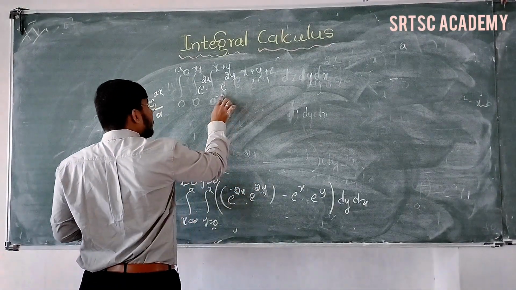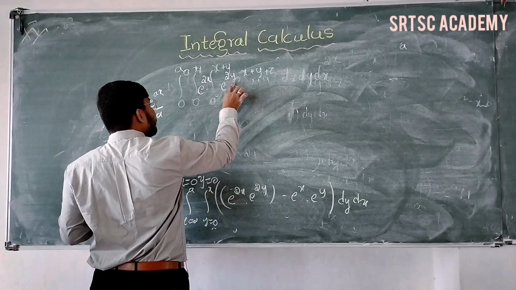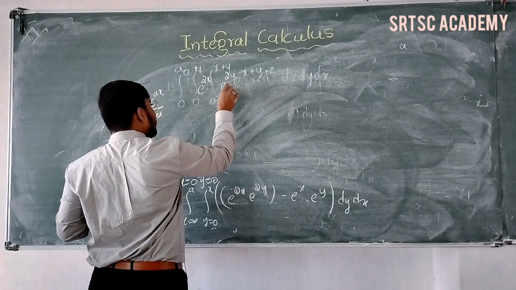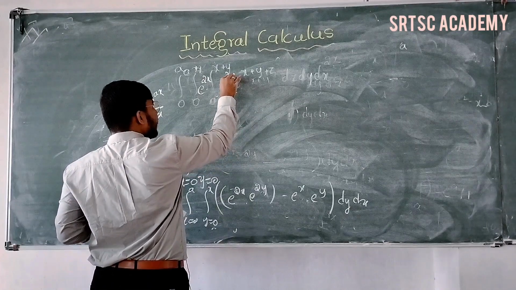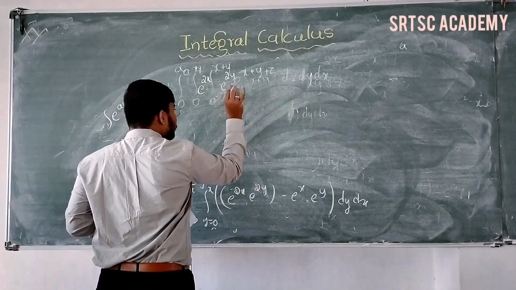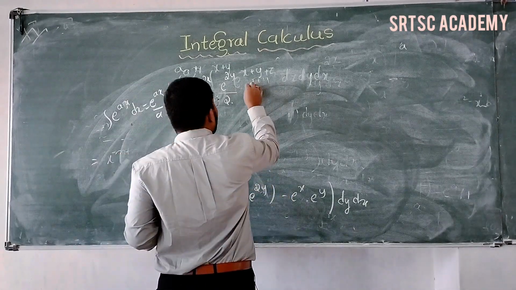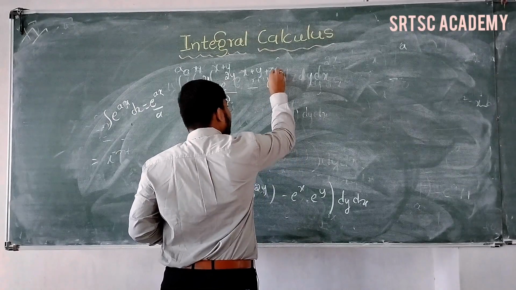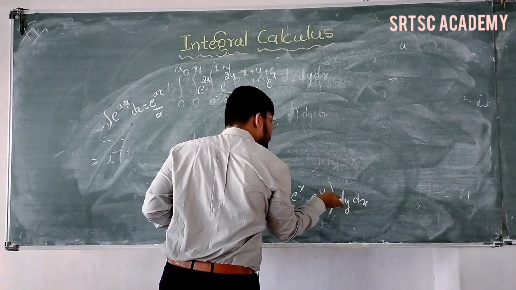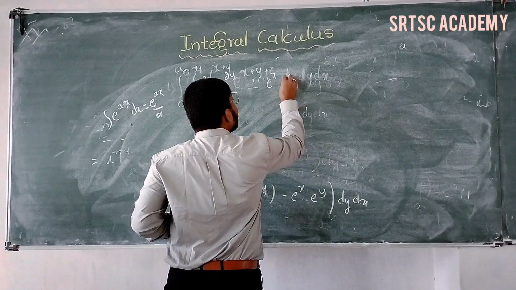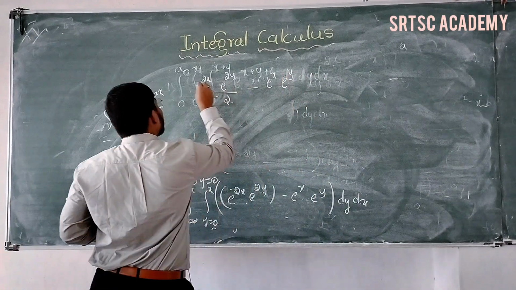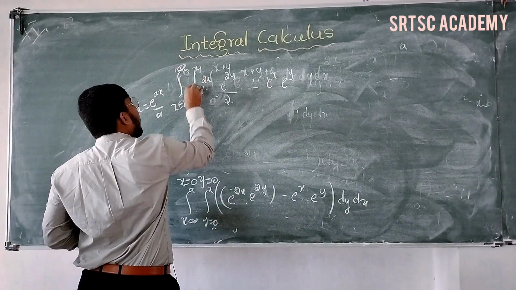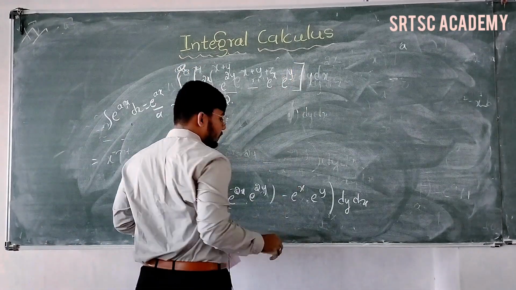Like that, only e to the power 2y is there. We have to integrate with respect to y. Then it becomes e to the power 2y divided by the coefficient of y, which is 2, divided by 2. Okay? Minus e to the power x. And write as this, and integration of e to the power y with respect to y is e to the power y only, right? Like that only. Okay. Apply the limit. Limit is what?